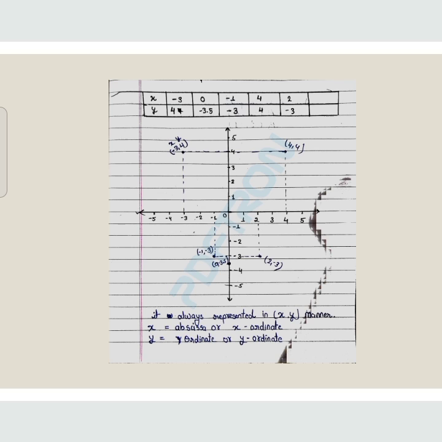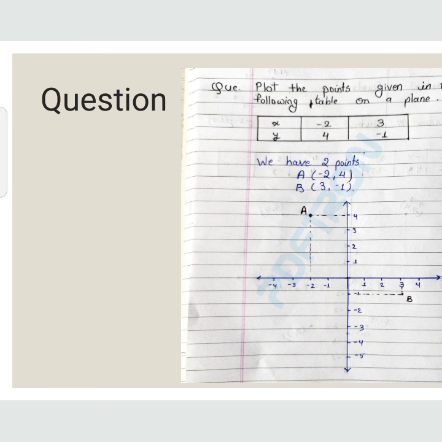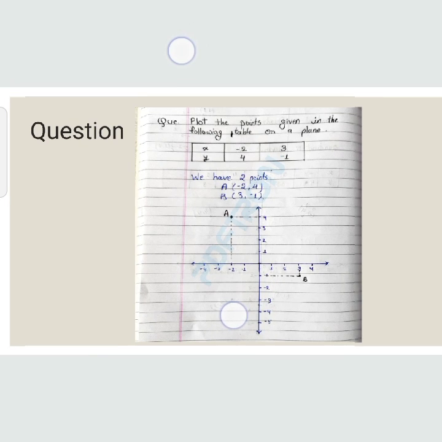I think you know how to locate points on a Cartesian plane. It is always represented in the manner (x, y), in which x is the abscissa or x coordinate, and y is the ordinate or y coordinate. Next, move to the question.